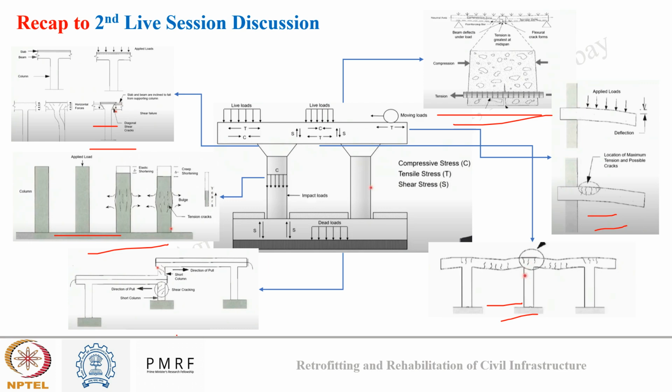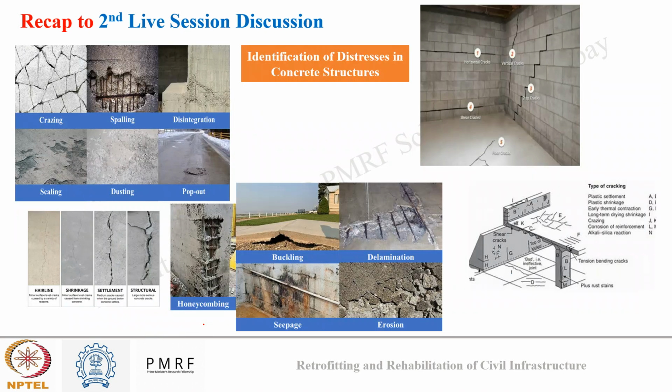distress. Additionally, we also talked about pre-stressed members and how distresses occur in those also. After this, we discussed how distresses can be identified in concrete structures, where we briefly discussed 13 categories, which were crazing, spalling, disintegration, scaling, dusting, pop out, honeycombing, buckling, delamination, seepage, and erosion.